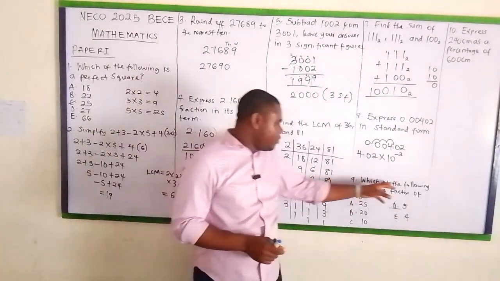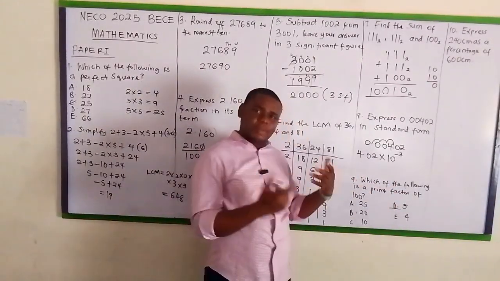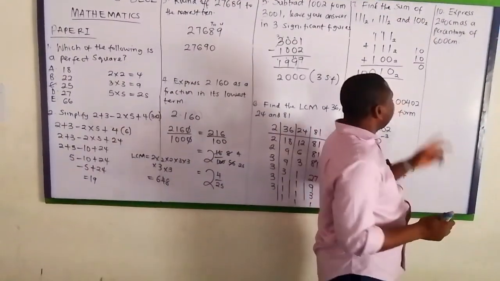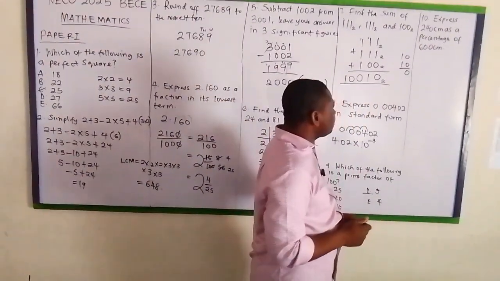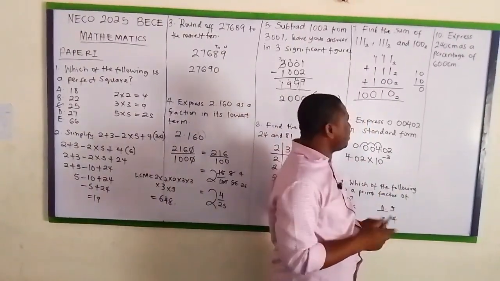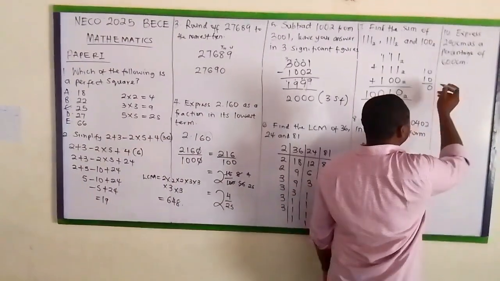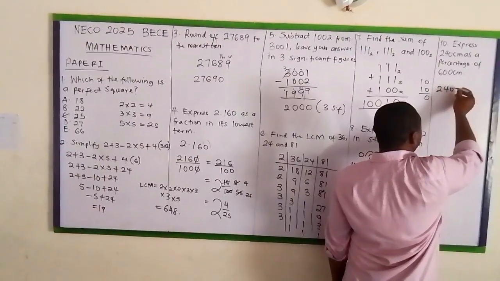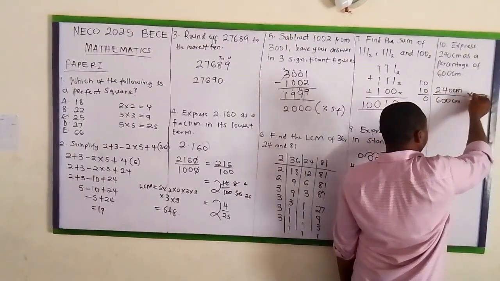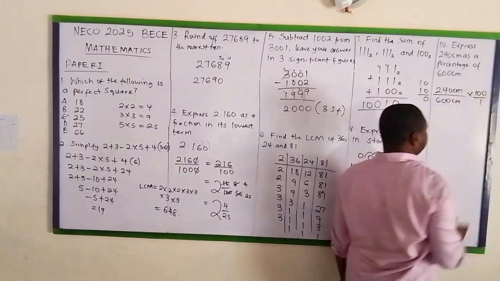So which of the following is a prime factor of 100? Automatically will be 5. Alright. So the last question says, express 240 centimeters as a percentage of 600 centimeters. So all I have to do now is 240 centimeters divided by 600 centimeters times 100 over 1.